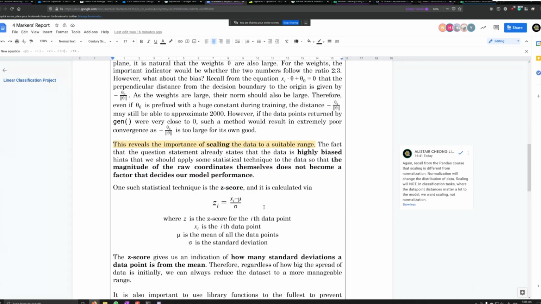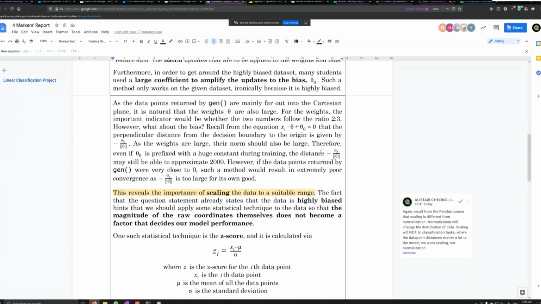You can always use other ones you find online, and if they make sense statistically, then before you even start training, you already have a nicely scaled data set. That means you can train stable values of weights that are not insanely huge, like 875 or 600 plus, and your value of theta naught need not be prefixed with a huge constant, and you can get close to 2000, which was what was initially put inside the generator. So instead of trying to approximate the raw bias, you try to approximate this z-score.